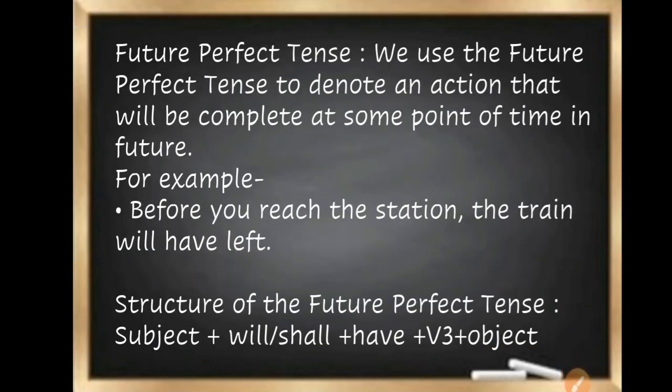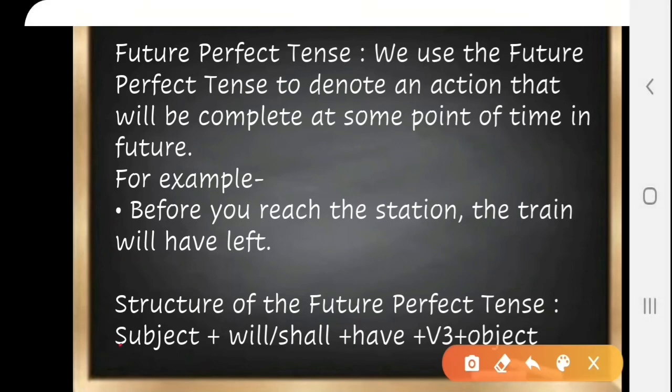Future perfect tense. We use the future perfect tense to denote an action that will be complete at some point of time in future. For example, before you reach the station, the train will have left. Structure of the future perfect tense is subject plus will shall plus have plus V3 plus object. So in this way, we have seen future tense. That's all, my students.